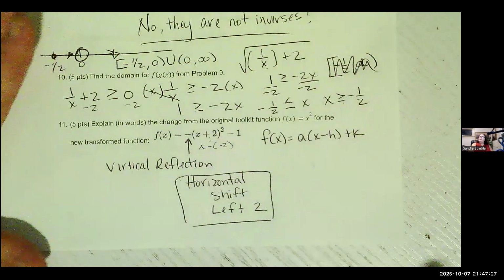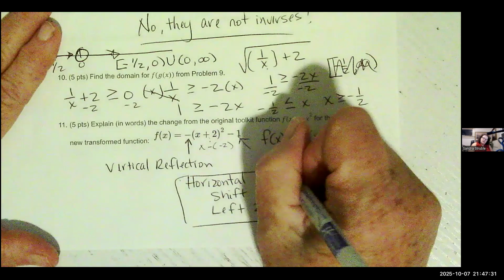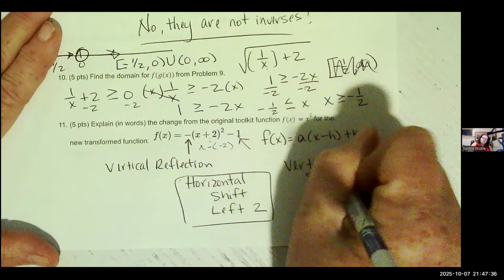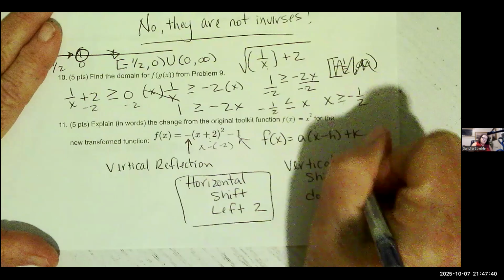One final thing is we have a vertical shift. This one you don't have to flip the sign on. We have a vertical shift, and this one's down 1. All right, that's what's happening with that guy.